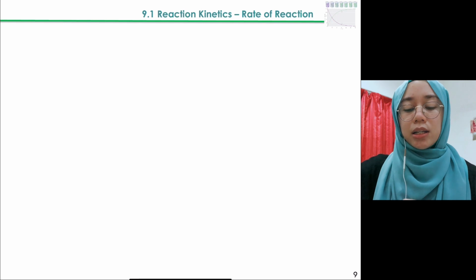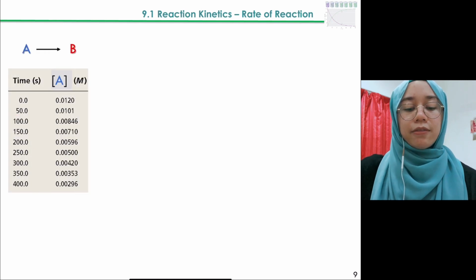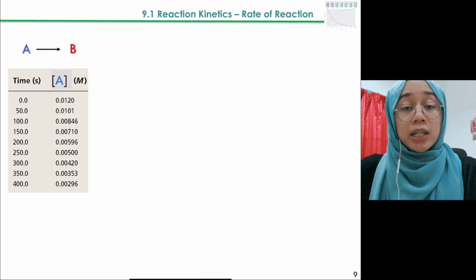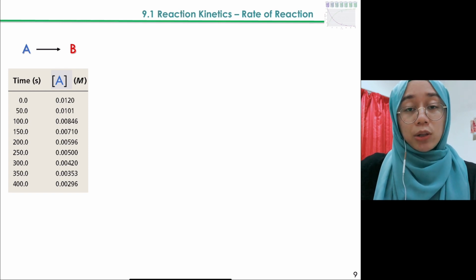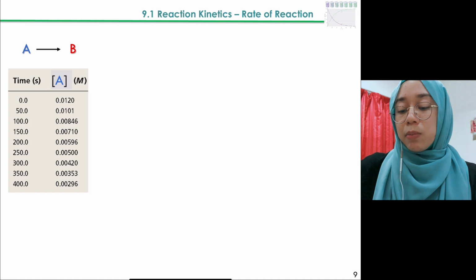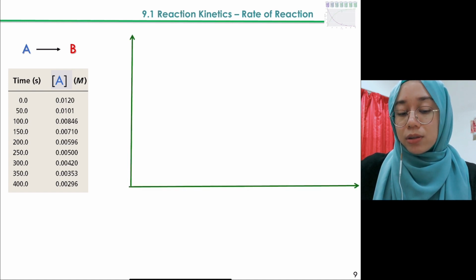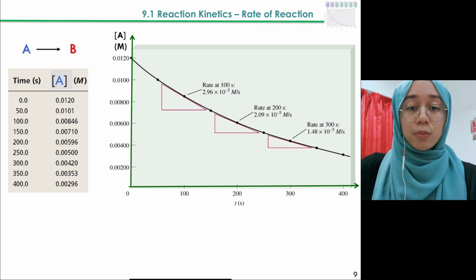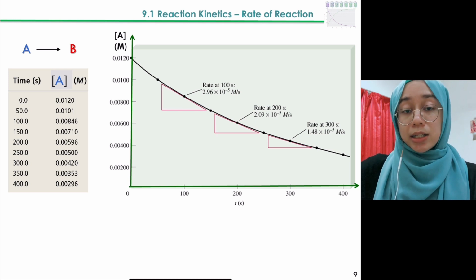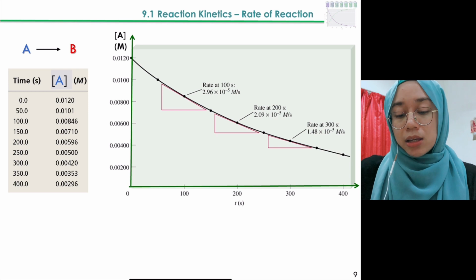Okay, jadi let's have a look at, for example, A menghasilkan B kat sini. So based from the data given to you, you can plot a graph. So the graph would look something macam ni. So kita plot graph untuk A sahajalah, sebab yang diberi kepada kamu adalah concentration untuk A sahaja. So dekat sini kita boleh nampak beberapa benda yang dah ada dekat graph tu.